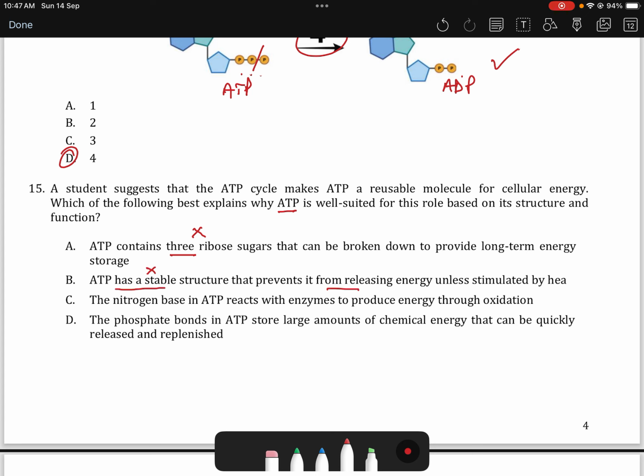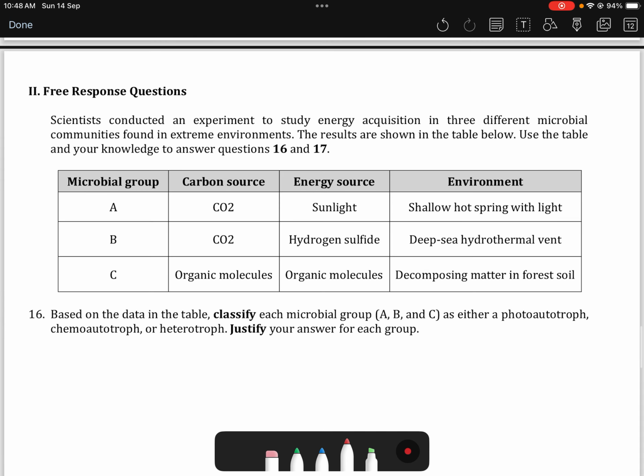So this is wrong. The nitrogen base in the ATP reacts with the enzyme to produce energy. No, the nitrogen base like adenine, it doesn't react with that. Okay, so adenine is the nitrogen base. It doesn't react anywhere. The phosphate bond in the ATP stores large amount of ATP molecules. Yes, that's the correct one, and which is quickly released and replenished. Replenished means regain when they have extra phosphate. Okay, with that we reach the end of the multiple choices.